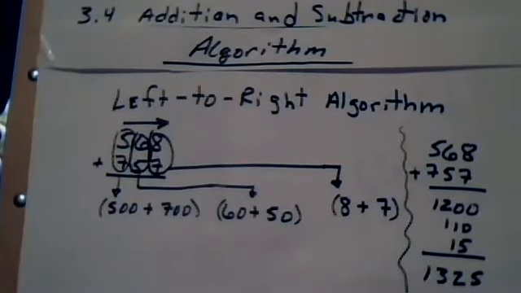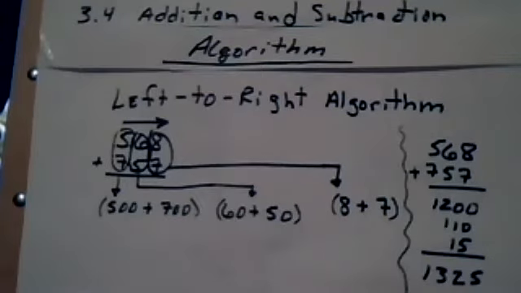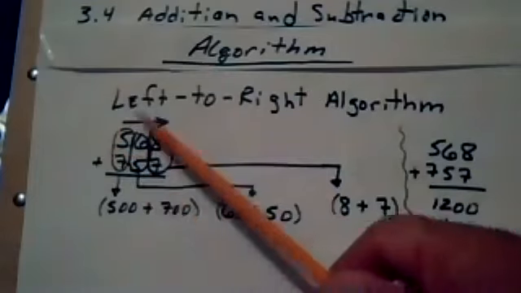Addition and subtraction algorithm. This tells us that there's more than one way to do addition, and you pick the one that's more convenient for you. One way is left to right. You go from the left to the right.